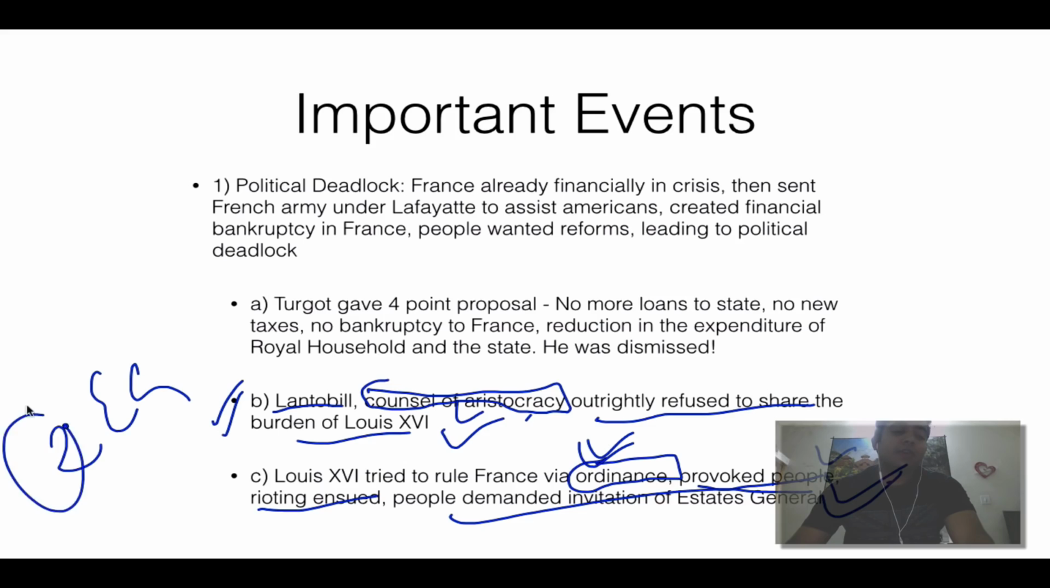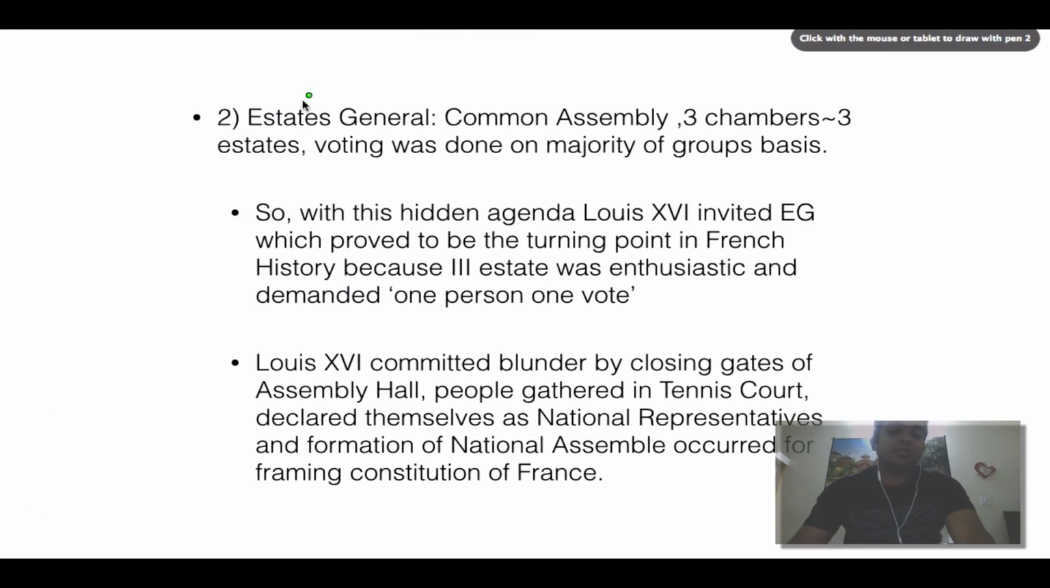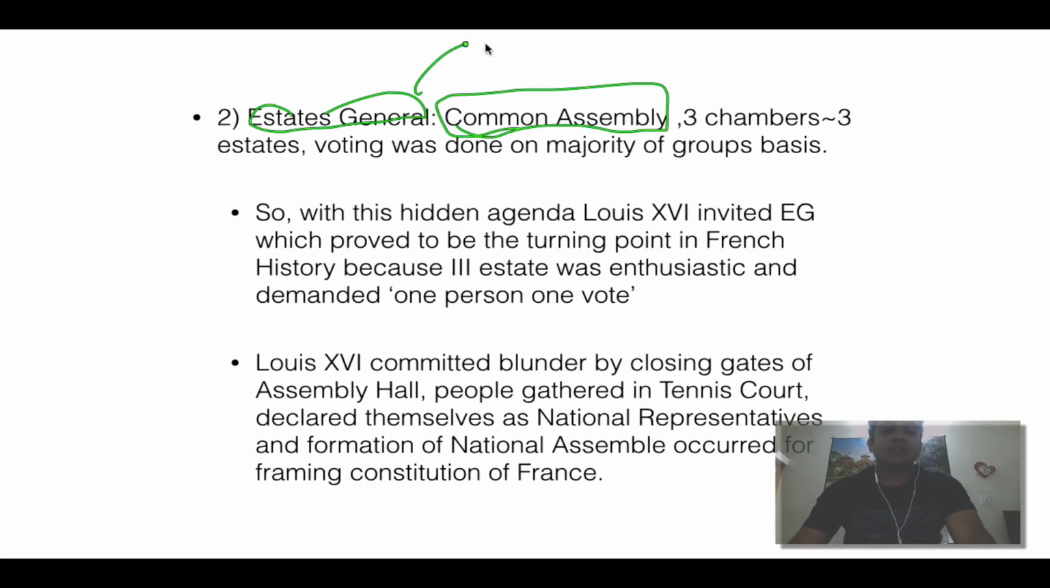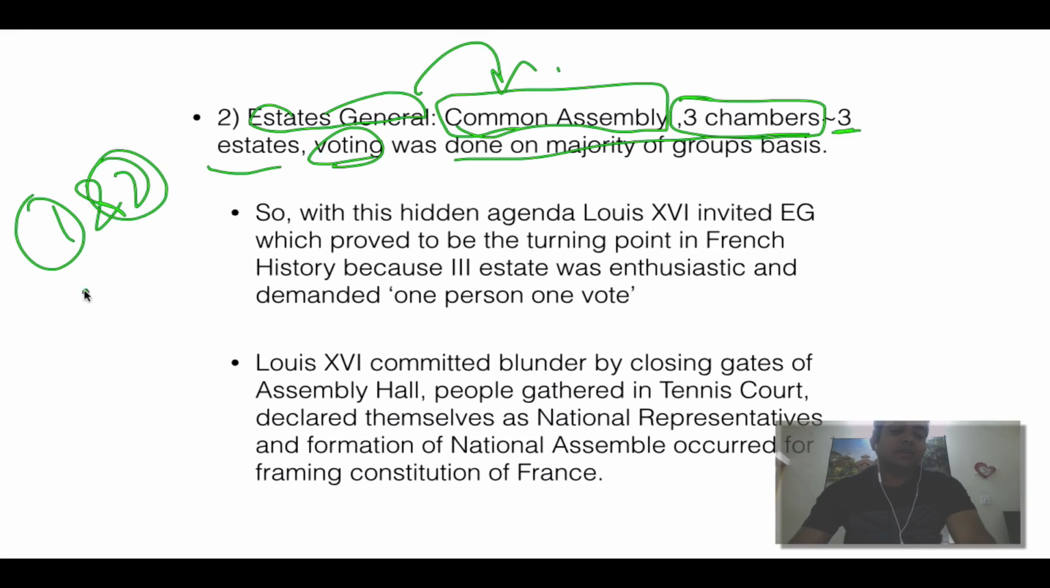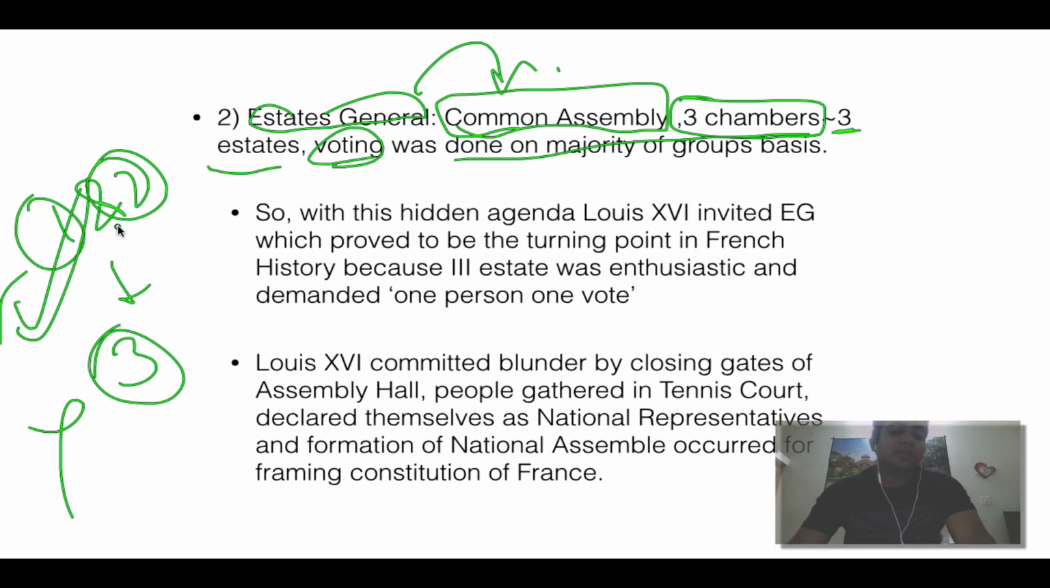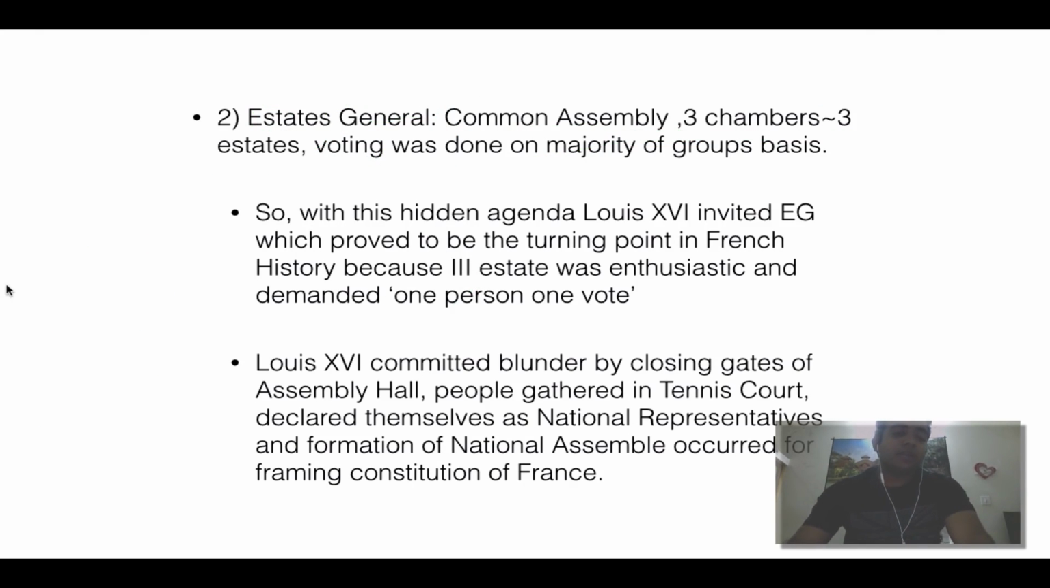So the second important point is the Estates General. The Estates General was the common assembly. There were three chambers, already spoken. They correspond to the three estates, that is aristocracy, priestly class, and common man. So voting was done earlier on a group basis. So always the first and the second estate used to go against the third estate. So always the third estate was on the losing side, and they were on the winning side. So what people later demanded was that it should be one person, one vote. Is that understood?